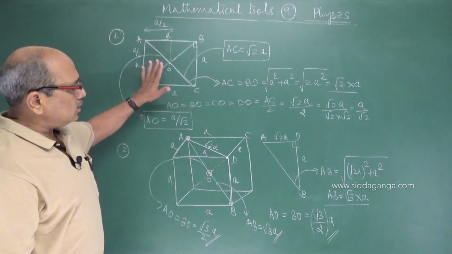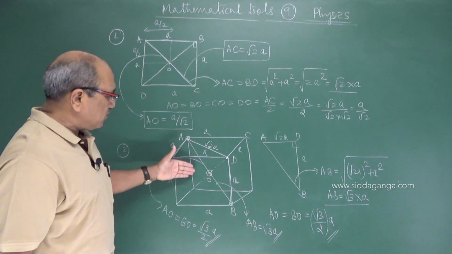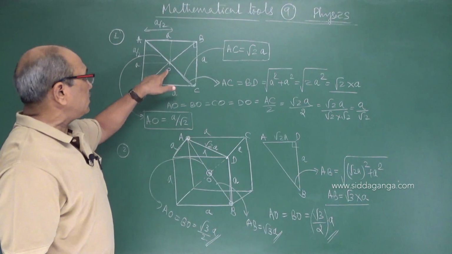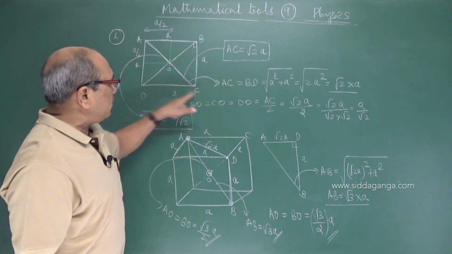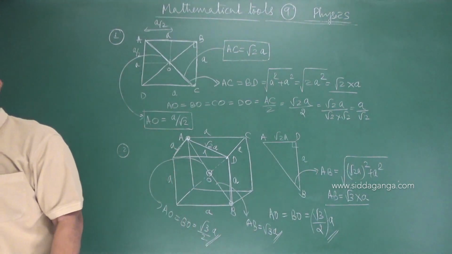So I showed this in the case of a square and in the case of a cube: the distance from the center of the cube, and from the center of a square, to any corner, and the diagonal lengths. Let us come to the triangle case.